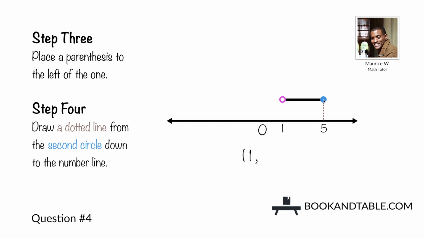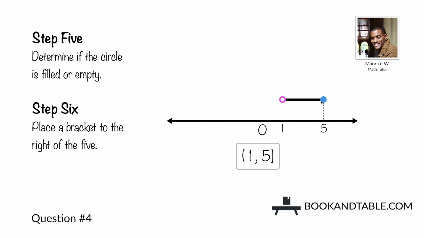and including 5, which means step 5, once we determine that the circle is filled, step 6 is to place a bracket to the right of the number 5, the second and largest value in this set. So the interval notation for this number line is parenthesis 1, comma, 5 bracket.